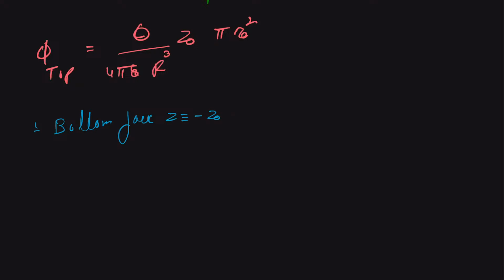Okay, and in this case we can write that the flux because of the bottom will be equal to the same q upon 4 pi epsilon naught r cube, and this is z pi r naught square. Okay, in this case we have to remember that no doubt the direction of field is opposite, but the normal direction is also in the opposite sign. It is always outward, especially in the case of bottom face.